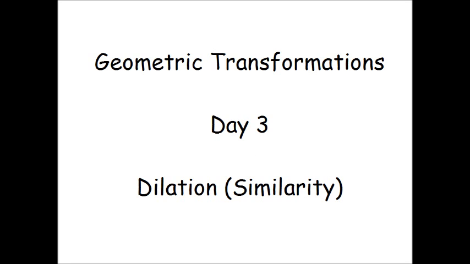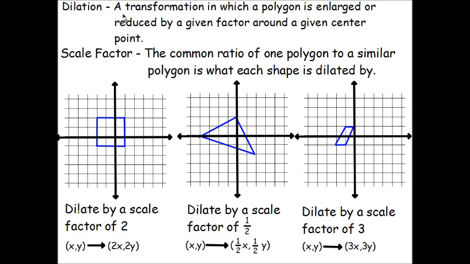Alright, so first things first, dilation is just a transformation in which a polygon is enlarged or reduced by a given factor around a given center point. So dilations just make shapes bigger or smaller. We also need to know what a scale factor is. A scale factor is just the common ratio of one polygon to a similar polygon that the shape is dilated by. So, in this example right here, I want to dilate this square by a scale factor of 2.